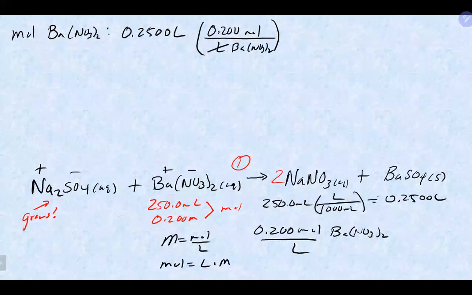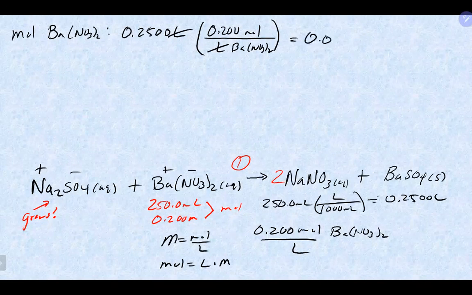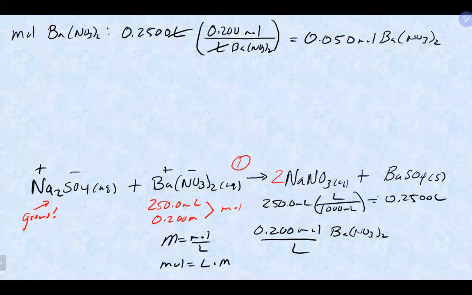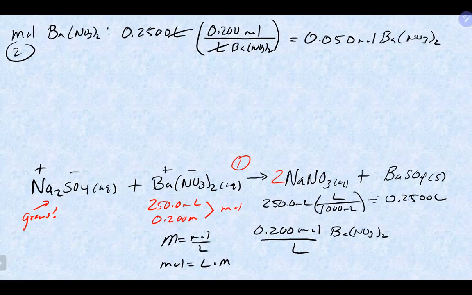The liters will cancel, and that will get us 0.25 times 0.2, 0.05 moles of barium nitrate. This is like step number 2 in our basic stoichiometry problem. Again, the difference here is we didn't use the molar mass to get to moles. We used the volume and the molarity to do so. Any questions on that there?